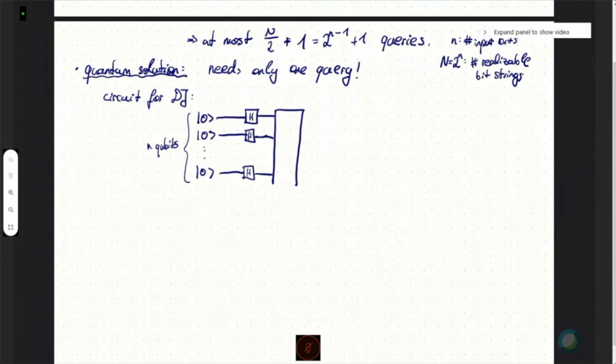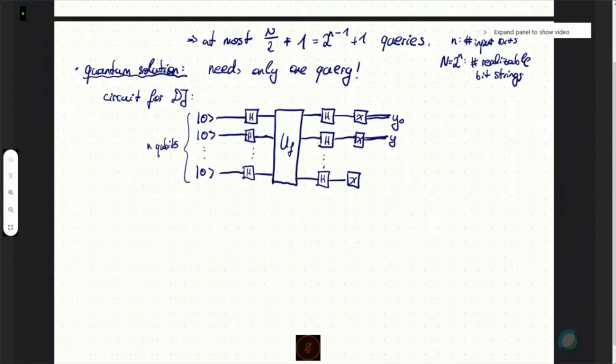Then we apply our oracle function, U_f. Then we have, again, Hadamard gates on all qubits. And in the end, we measure in the 0-1 basis. It doesn't say anything else. It's always a measurement in the 0-1 basis. And when we measure, we get some classical output bits, y0, y1, and so on to y_{n-1}, which I call altogether y.